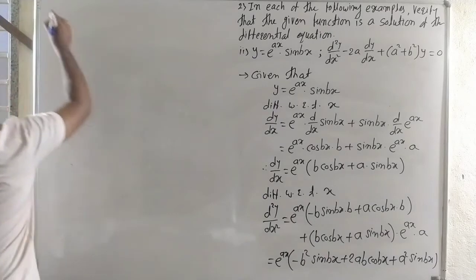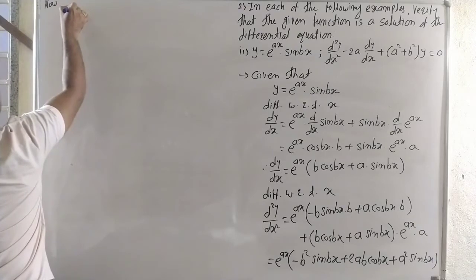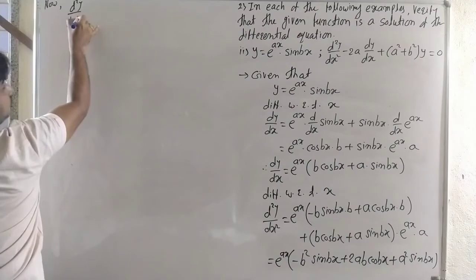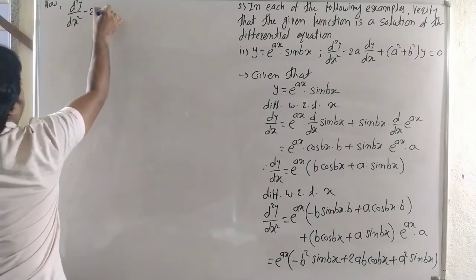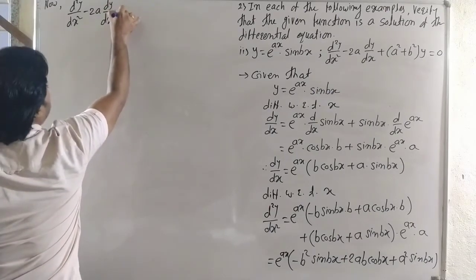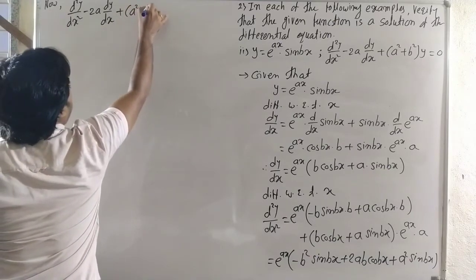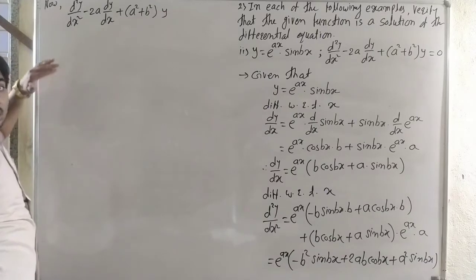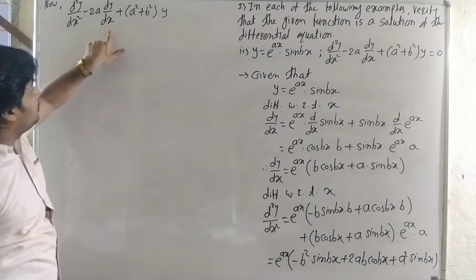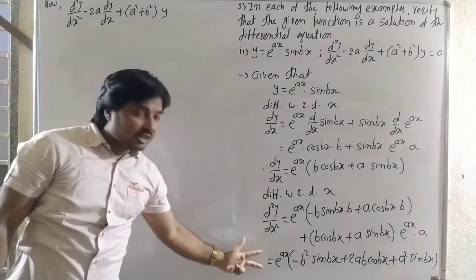Now LHS of this relation, it is d2y by dx2 minus 2a dy by dx plus a square plus b square y. We want the value of this relation to be equal to 0, so put the values of d2y by dx2, dy by dx and y in this relation. It is y, it is dy by dx, and it is d2y by dx2.